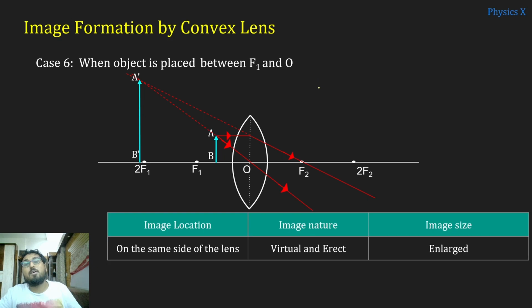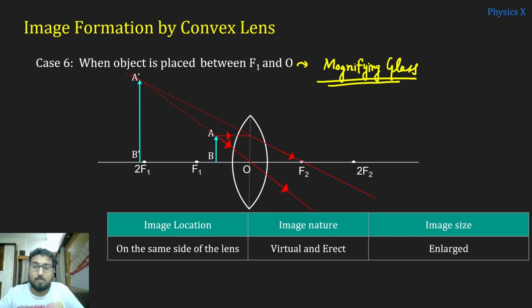So this has a direct application. So this case is used where? Your magnifying glass, right? In your magnifying glass we are using this. So the magnifying glass also, and the microscope, what is happening there? We are putting the lens very close to the object, and then we are observing an enlarged image.